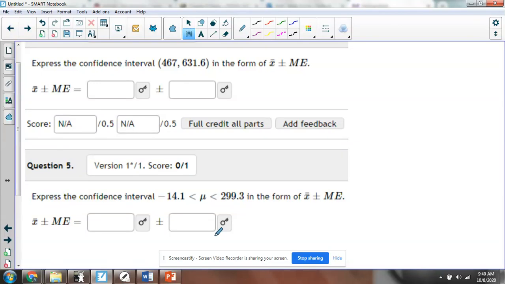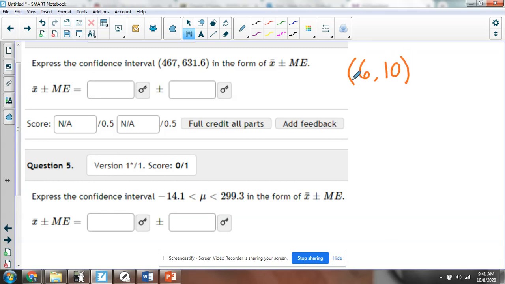Okay, this is question 4 and 5. Just express the confidence interval in the form of x bar plus or minus the margin of error. So you can either list the confidence interval in interval notation like this, or, I guess you would call this x bar notation, I don't know. But let's just say the confidence interval was from 6 to 10.